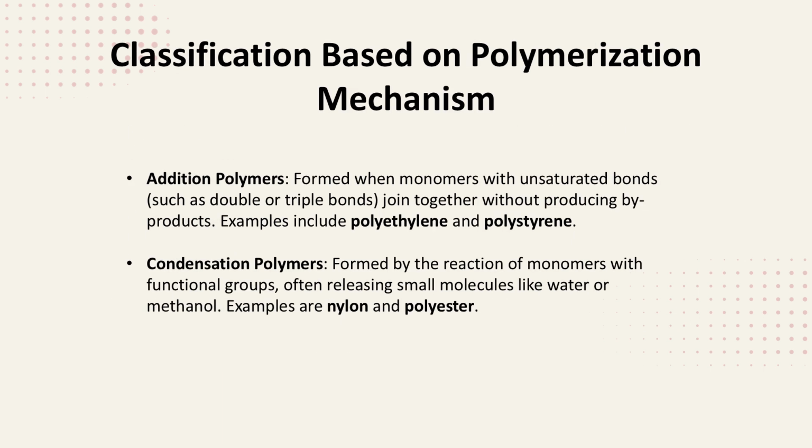Polymers form through two main mechanisms: addition polymerization, where monomers with unsaturated bonds join without creating byproducts; and condensation polymerization, where monomers react, releasing small molecules like water as byproducts, as seen in nylon and polyester synthesis.